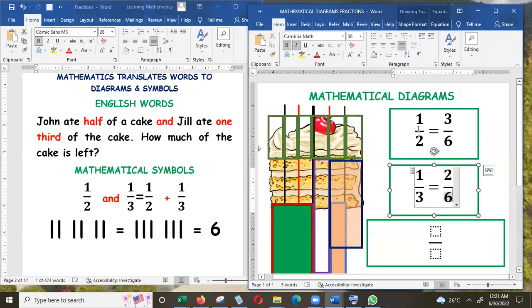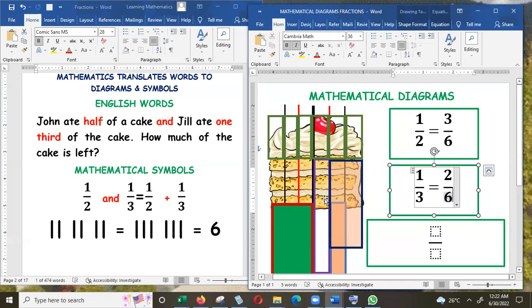So John ate a half, which is 3 out of 6. Jill ate 1/3, which is 2 out of 6. So how much is left? Remember, 3/6 and 2/6 will give you 5/6. Remember, we can look at 6 as a noun. So it's like saying 2 books plus 3 books is 5 books. So 3/6 plus 2/6 is 5/6. And here it is, 1, 2, 3, 4, 5.